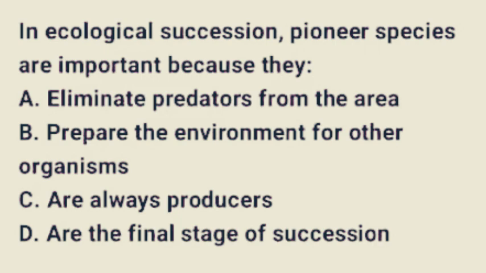Now let's explain. When you hear the term pioneer species, what are pioneer species? Pioneer species are the first to colonize barren areas, like lichens on bare rock. They break down rock, add organic matter, and modify the environment, making it suitable for larger plants and animals. They are not the final stage. The final stage is what they call the climax community. Don't forget, ecological succession is the gradual change in species composition of an ecosystem. Pioneer species are the first organisms to colonize a barren environment.